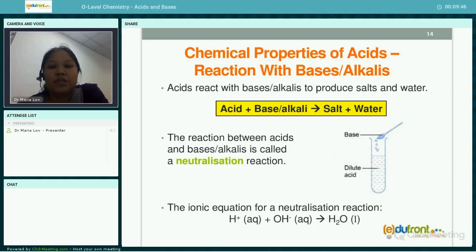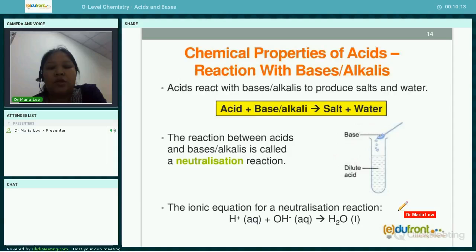The next reaction that acids will have is the reaction with bases and alkalis. Acids will always react with bases and alkalis to produce salts and water. So the general equation for such a reaction is acid with a base or alkali giving you salt and water. And this particular reaction has a special name. The reaction is called a neutralization reaction.